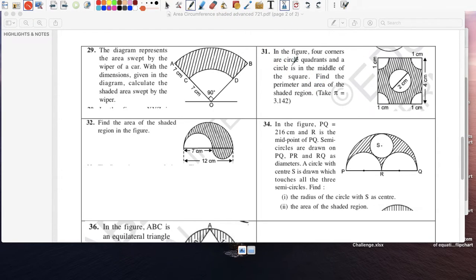So let's find out the area. Well, first of all, we need the area of the square. It's a 4 by 4. Did they say it's a square? Yeah, it is a square. So it's a 4 by 4. That means it's 16 centimeters squared. Okay, the area of the square.